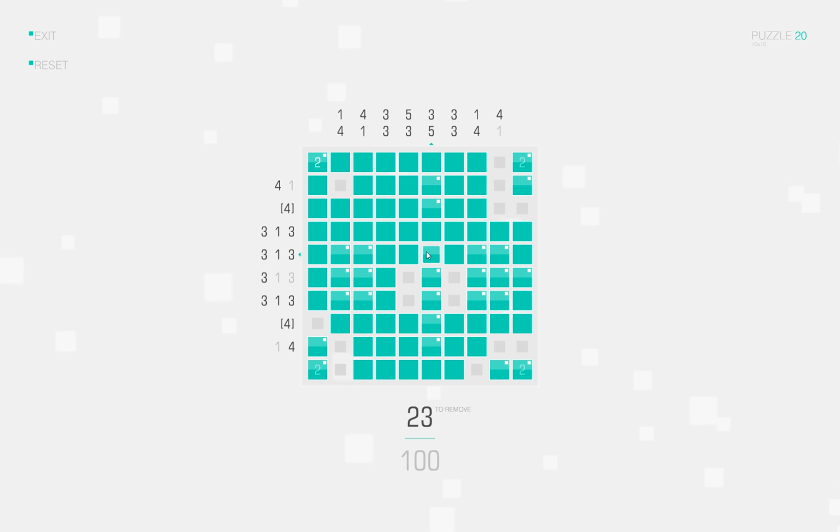Here, in this column we need 5 and 3. We have 5 and 3, so we mark them all. Here we have 4 and 1. The 4 has to be here, so we can remove this one. Then we can see the 2 has to go here, and we disconnect it.